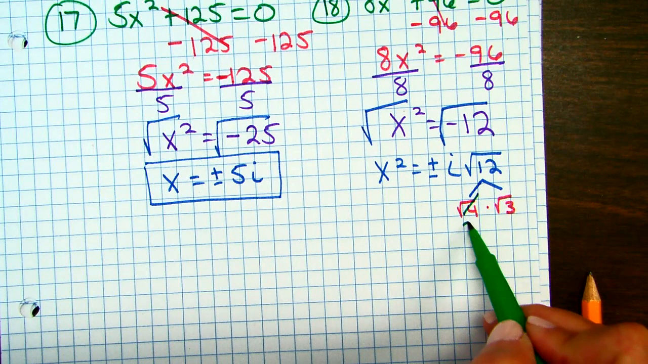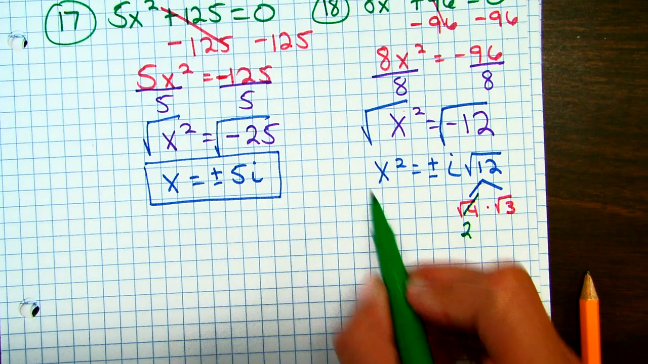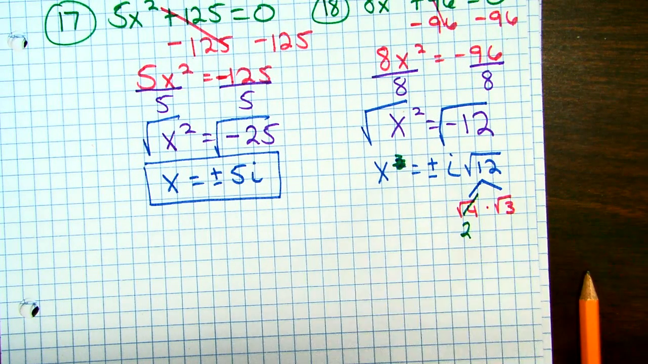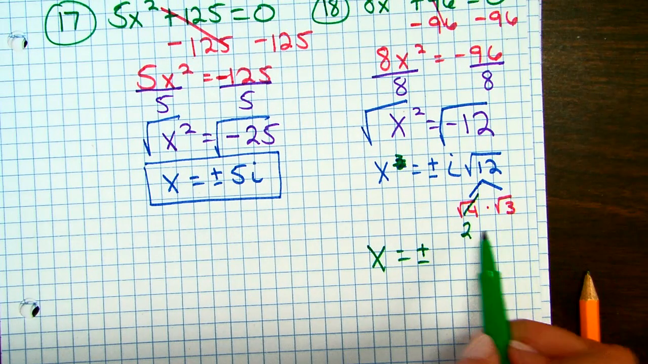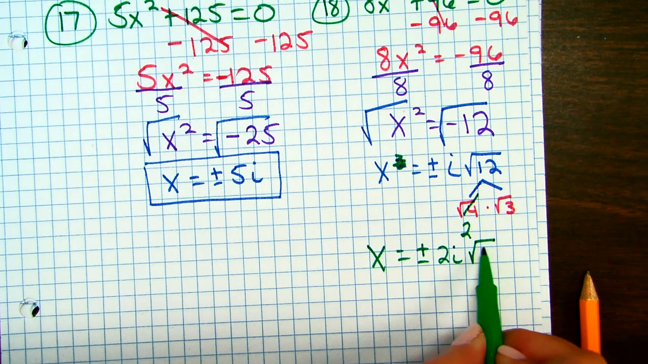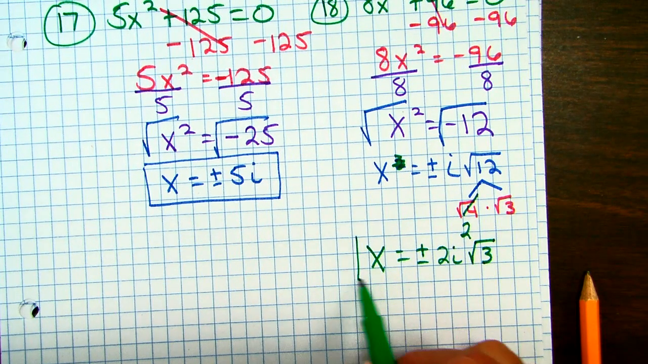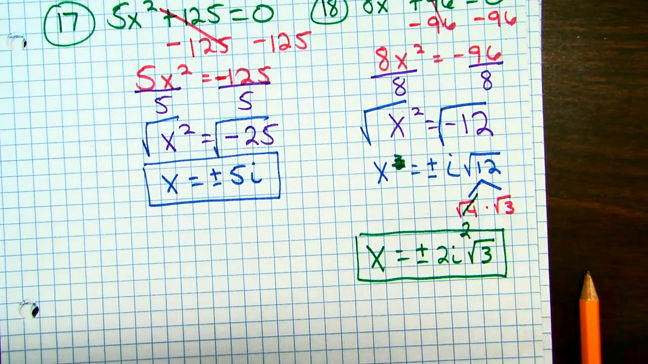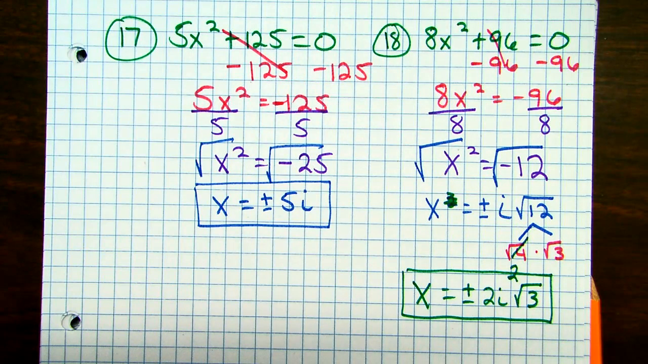This is going to become a 2. So, oops, I forgot, that's not here. That's just x, sorry. So x equals plus or minus. There's a 2 and an i, but the 3 can't be simplified any further. So it's stuck inside. That's something we did last week too, so you might want to go back and look at those.